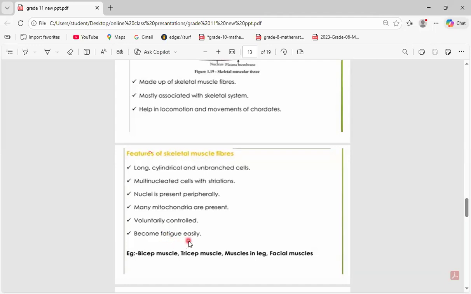They get tired quickly. You know that if we do some work, we get hand pain and leg pain, right? We get tired quickly and then we get pain. That is the reason the muscles get tired quickly. So these are the features of that. It is present in biceps muscles, trapezius muscles, muscles in the leg, facial muscles. The biceps and triceps are in our arm, and the muscles in the legs and the face are all skeletal muscle tissues, right?